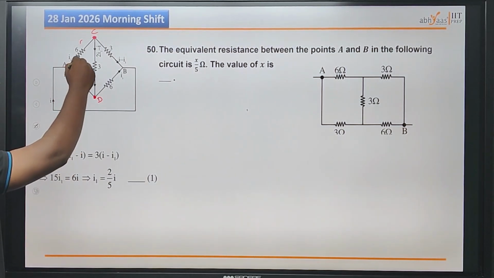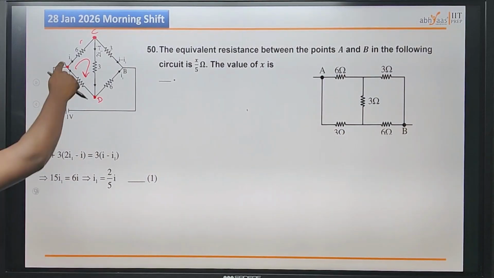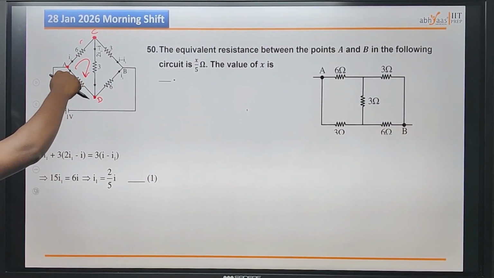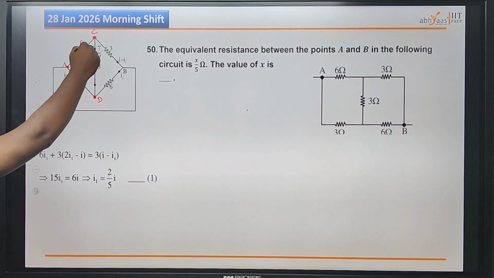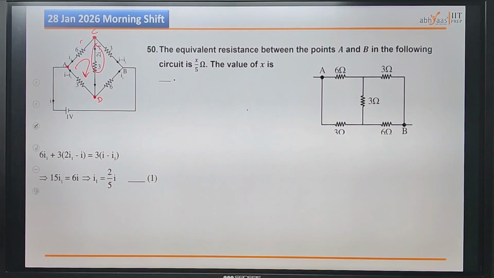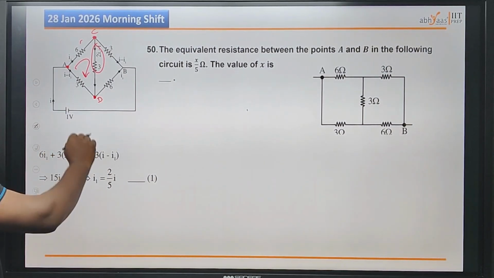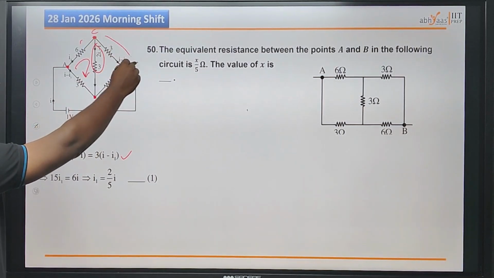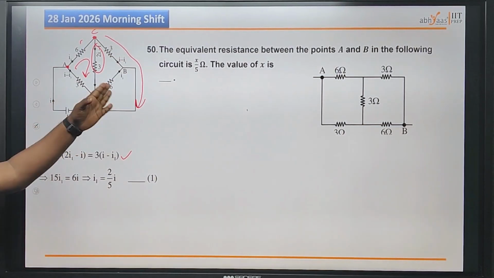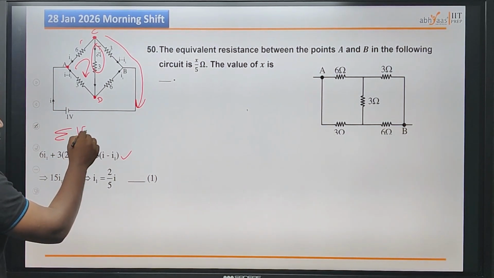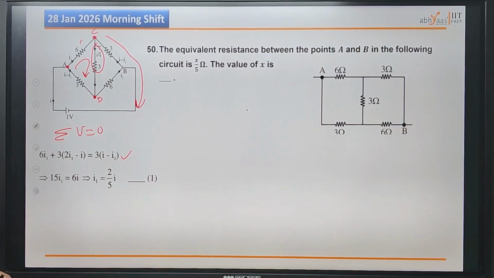For this loop, 6I1 plus 3 into 2I1 minus I equal to 3 times of the I minus I1. So this is from C to B and a voltage. So sum of volts equal to 0. I hope you know this one.